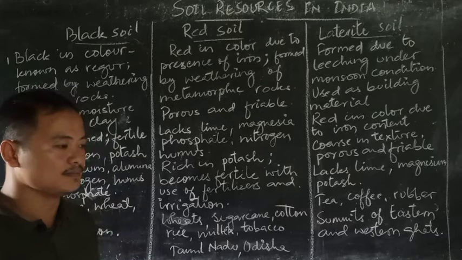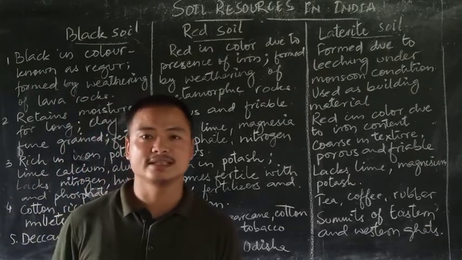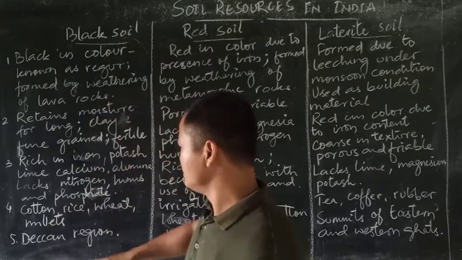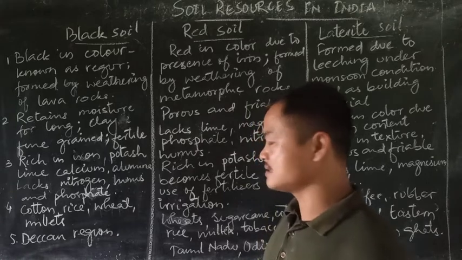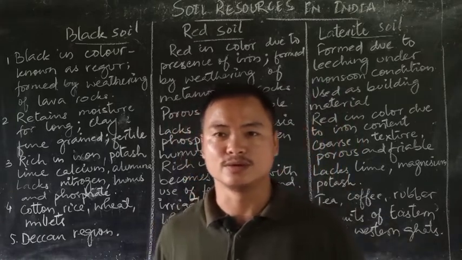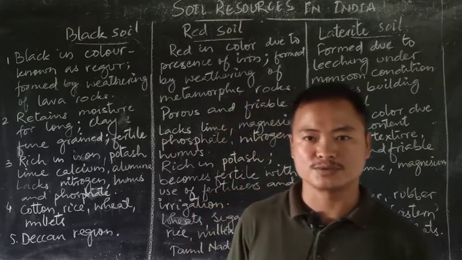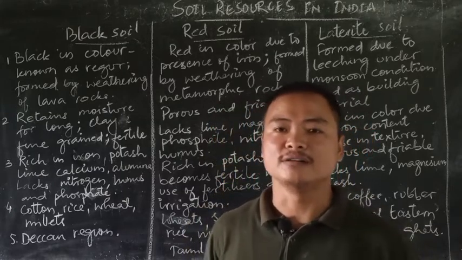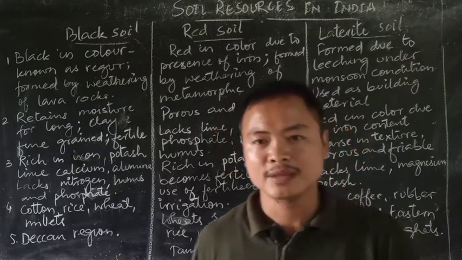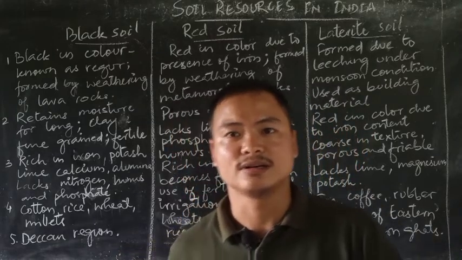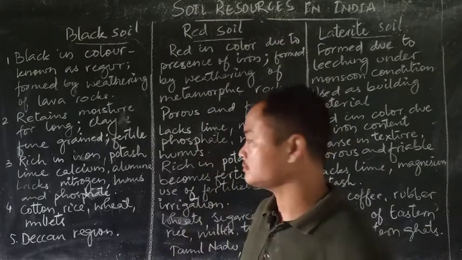But in terms of its growing conditions and agricultural benefits, we always see that it's highly fertile. Various types of crops can be grown here, like cotton, rice, wheat, millet, sugarcane and so on, even tobacco. It is mostly found in the Deccan region of India, that is South India, the peninsular region, where it covers a major part of Maharashtra, Gujarat, even Kerala, Karnataka and Andhra Pradesh.